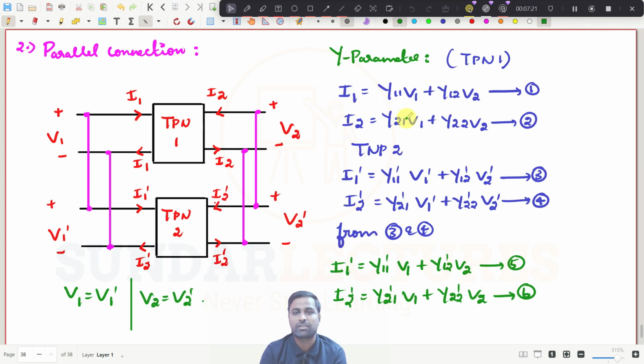I1 plus I1 dash is equal to these two. See here, if we are connecting the networks in parallel, then what happens to the current? If it is parallel, then obviously you can easily understand. This current will be I1. If we are getting this current into the other one, connected in parallel, then the currents will be added. That is what we are going to get down here. So I will get it to the next page and write down the addition.